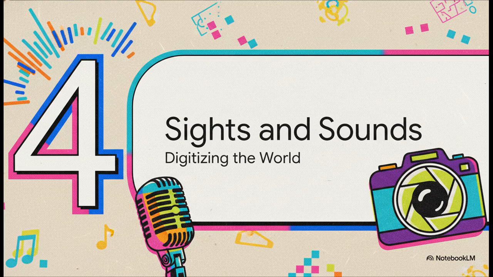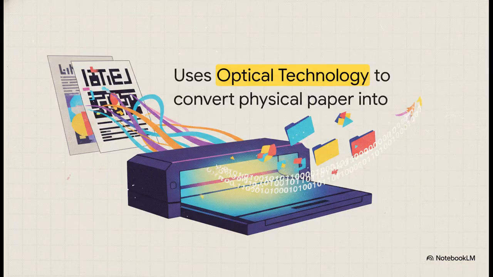Which brings us to our final section, Section 4, capturing sights and sounds. Let's talk about digitizing the analog world. So we've covered text and spatial navigation, but how do we digitize the super complex, messy analog world around us? Let's start with scanners.